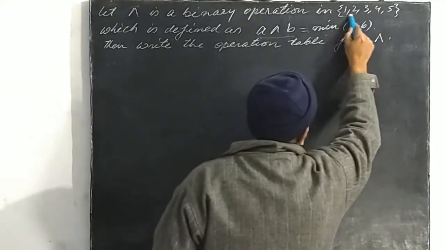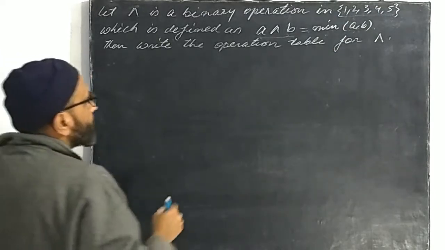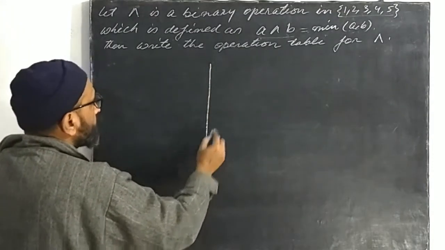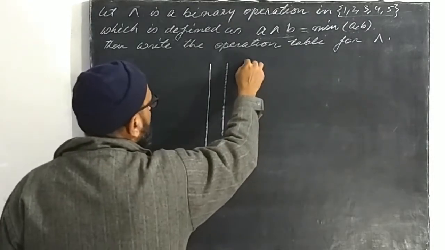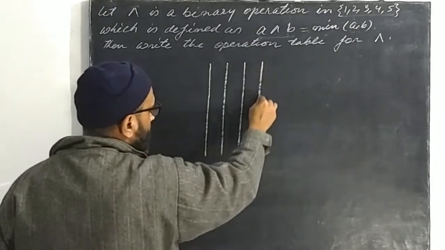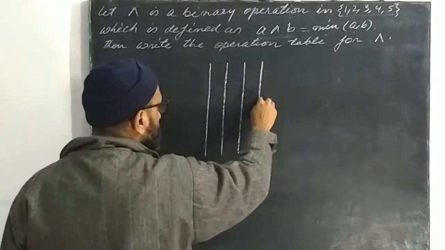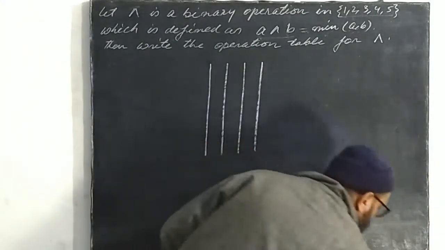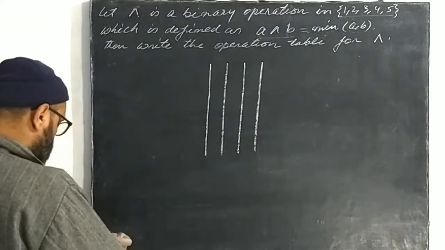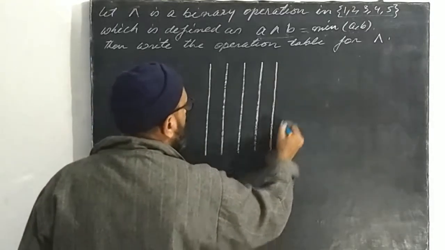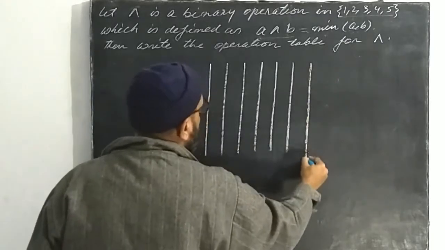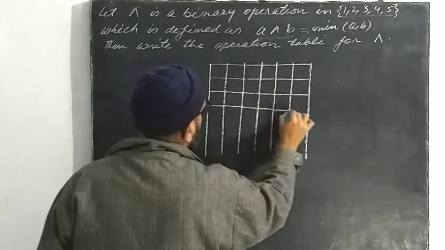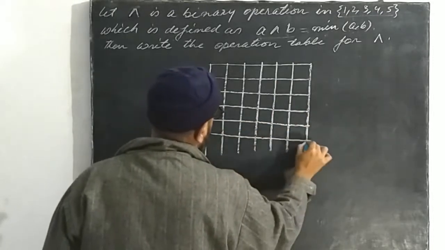As you see, there are 5 elements in the set on which this operation is defined. So we have to make 6 columns and 6 rows in a table to write the operation table. So we always take the number of rows and columns 1 more than the number of elements in the set. So there are 5 elements, so we have to make 6 rows and 6 columns.